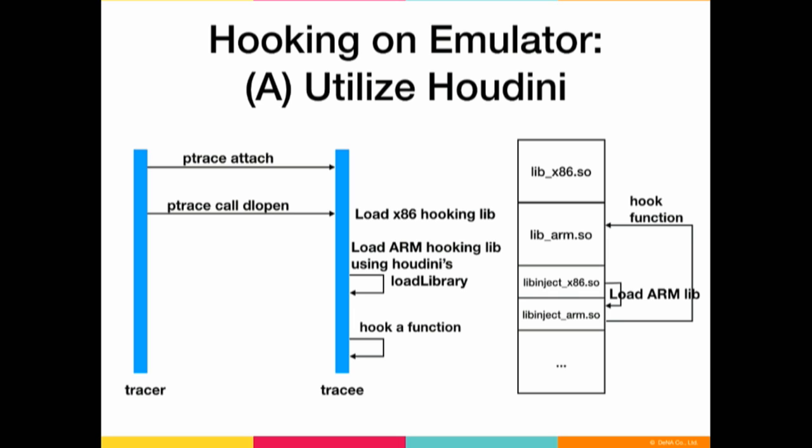Here comes my first idea of hooking on emulators which use Houdini. It's only one more step than the normal process. I call ptrace to attach to a target process and load the x86 version's hooking library, the x86 version's .so file. Then we call Houdini's LoadLibrary to load the ARM version's hooking library. Finally, inside the ARM version's library, it hooks and modifies the instructions of the original ARM .so file in memory. The best part is that all the modifications on the ARM .so file will be automatically retranslated to x86 instructions by Houdini.